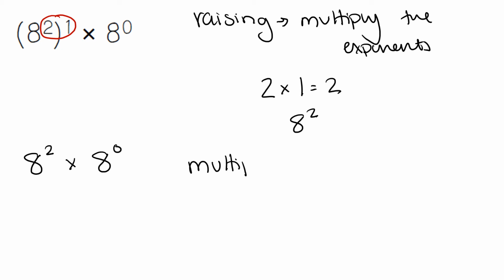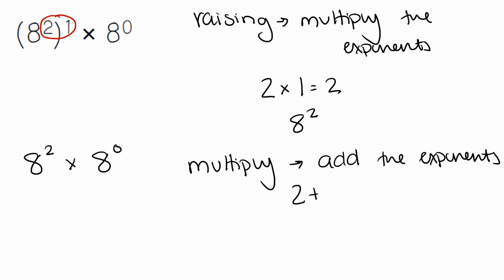We can now treat this as a multiplication problem, and when we multiply, we know that we're going to add the exponents. So we add our 2 and 0, which gives us 2, 8 to the second power.